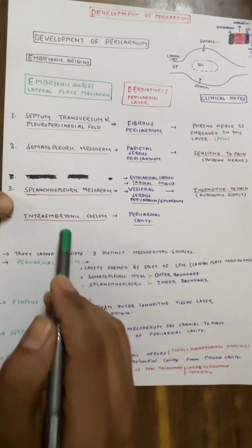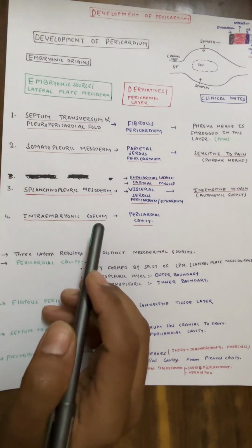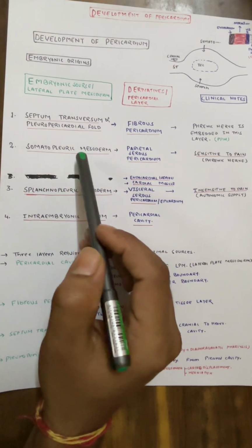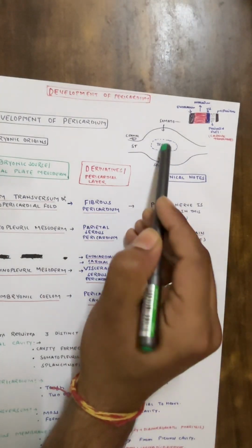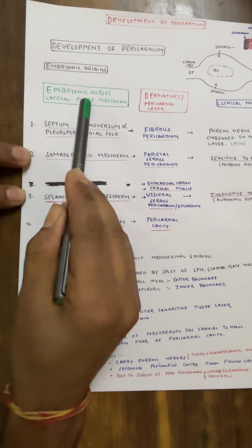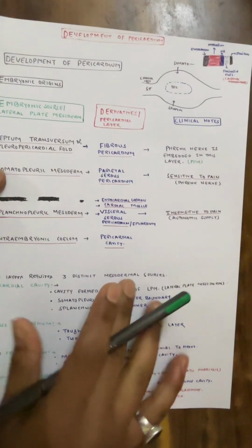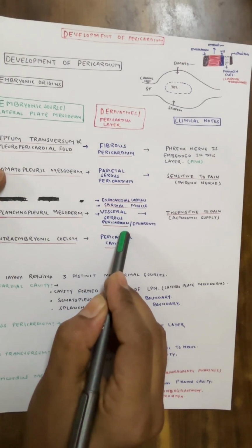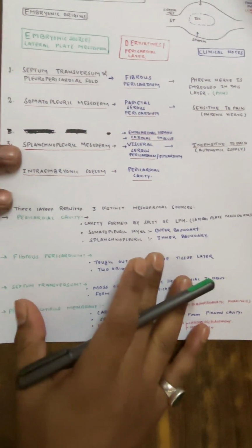Now, talking about the intraembryonic coelom. What is the intraembryonic coelom? It is this cavity, which lies between these two layers formed from the splitting of the lateral plate mesoderm. This cavity forms the pericardial cavity. Now we'll talk about them one by one.